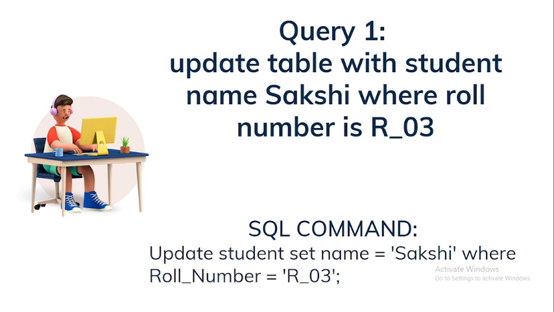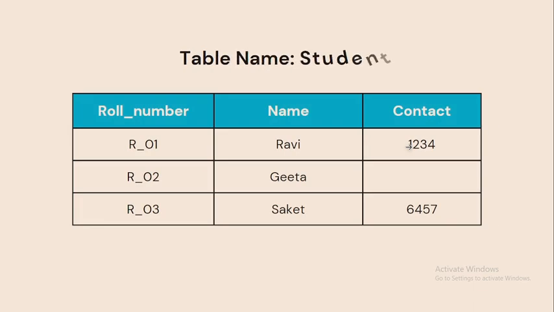So the important thing is we need to find out in our table where we have to make the change. Here the condition is clear: where the student roll number is r_03. So let's go to our input table once again and see what is the name of the student whose roll number is r_03. You will see the name of the student is Saket.